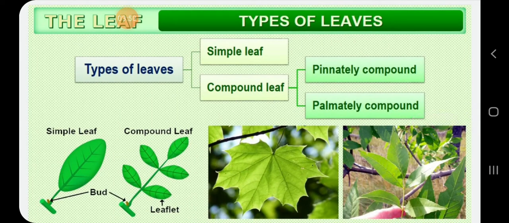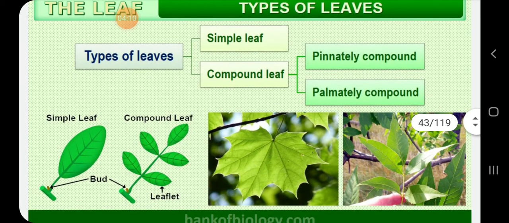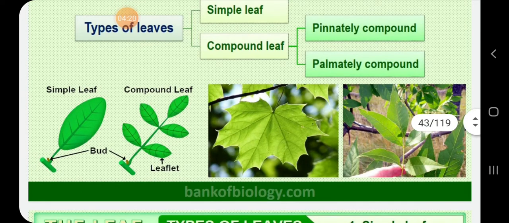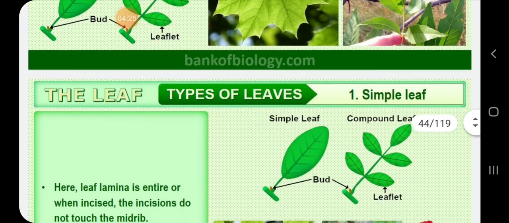Now there are two different types of leaf. There are simple leaf and compound leaf. Simple leaf is when one single leaf is there on the end of the branch, and compound leaf is when the leaf is divided into many leaflets. Compound leaf can again be divided into two types, that is pinnately compound and palmately compound.